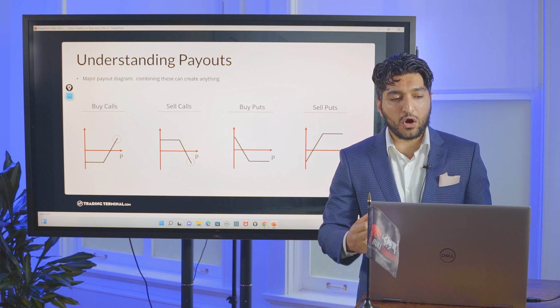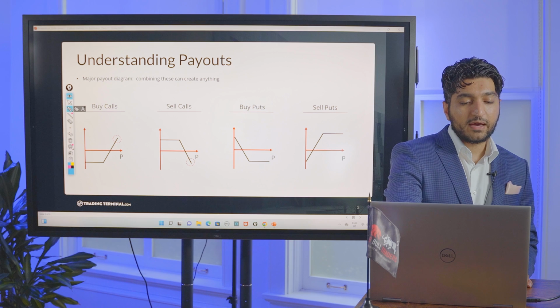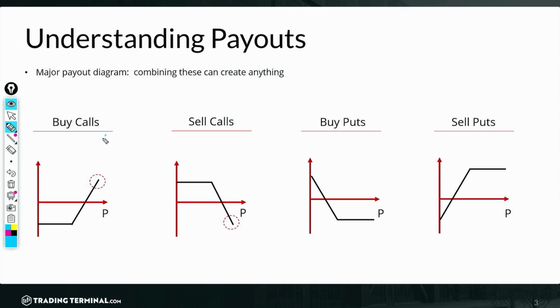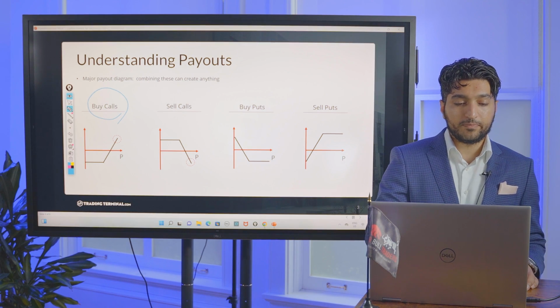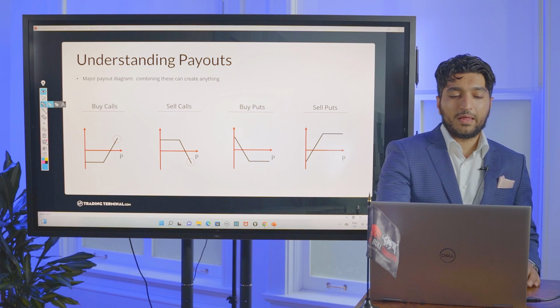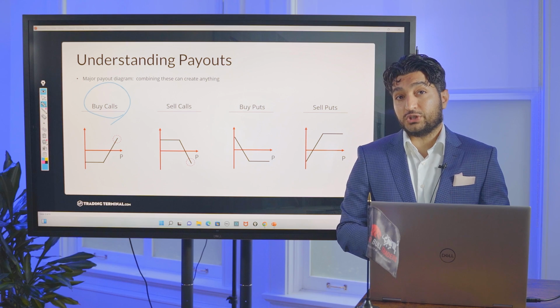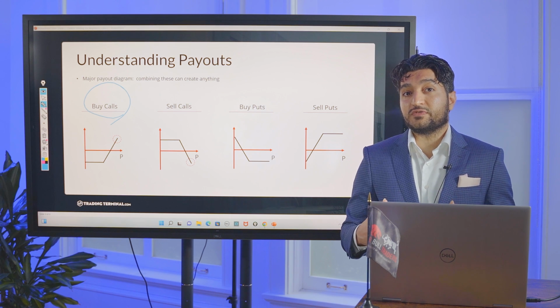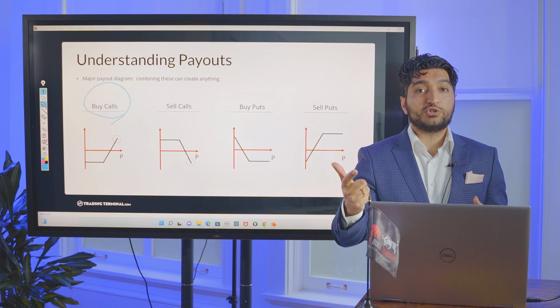Let's start with buying calls. Remember, every time you buy an option, it's an option to buy the 100 shares of the underlying at a specific price. It's a bullish bet, so you're betting that the stock will go up. Let's start with buying a call and what it means. When you buy a call, you have the option to buy 100 shares of the underlying stock at a specific price. It is a bullish bet.